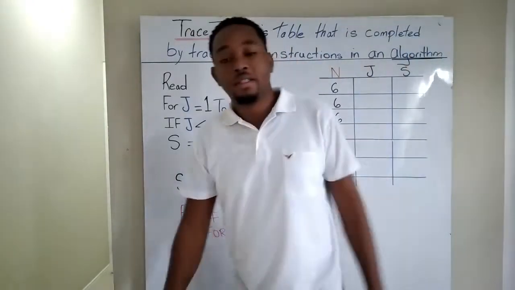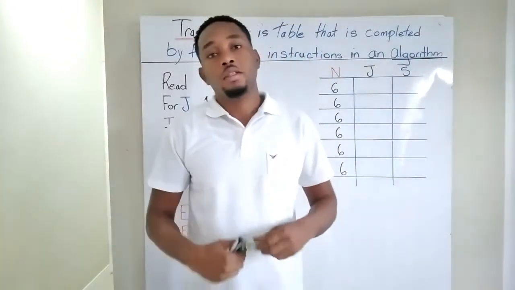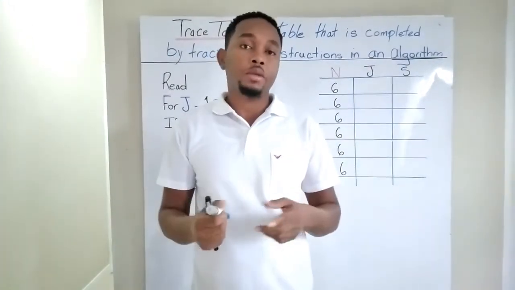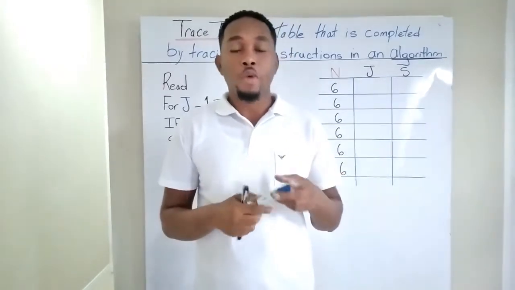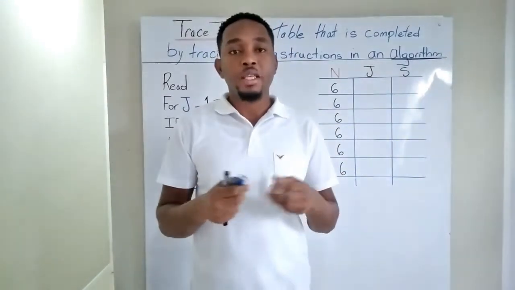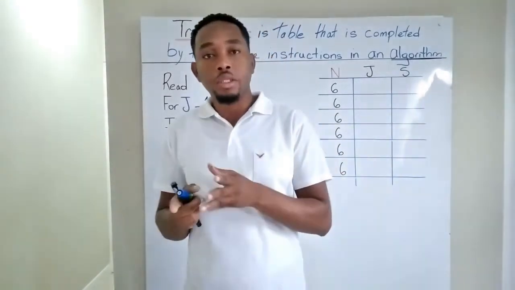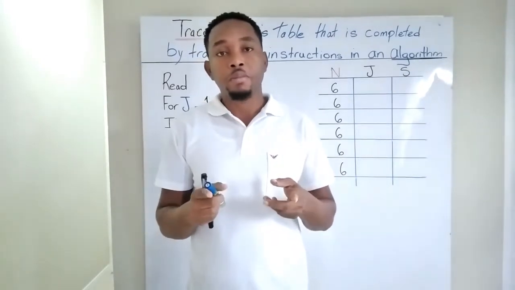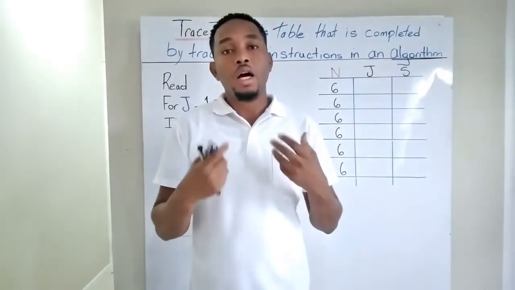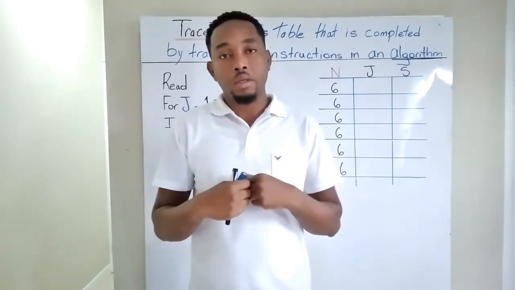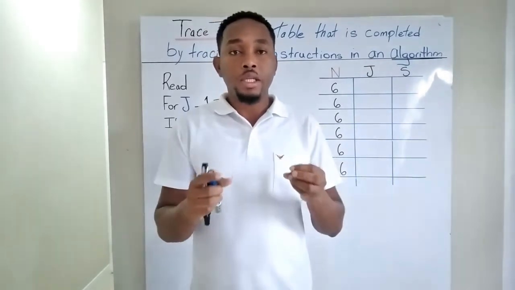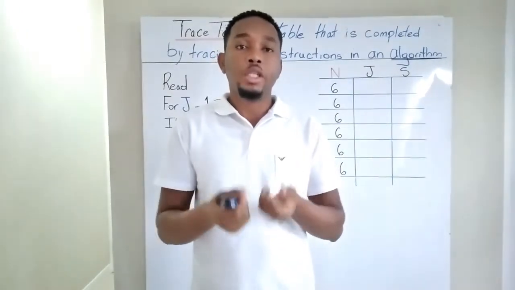Alright, welcome guys. Today we're going to look at trace tables. We looked at algorithms and said that an algorithm is basically a step-by-step process to solve a problem. After you have created that algorithm, or pseudocode, you want to test it. In testing it, we will create a trace table.